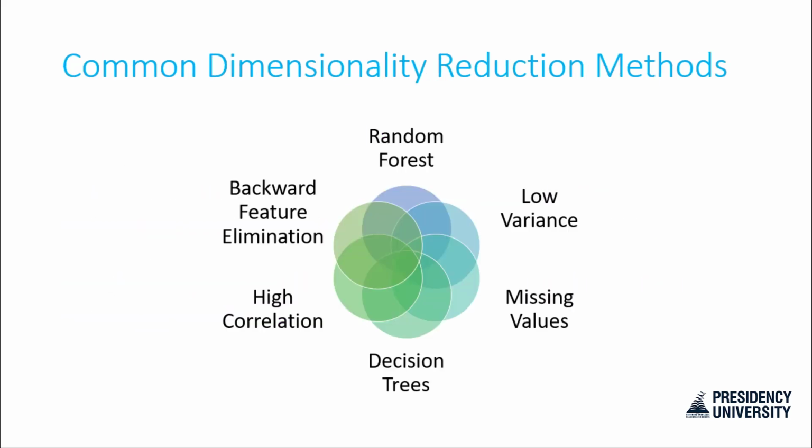The most common dimensionality reduction techniques are random forest, low variance, missing values, decision trees, high correlation, backward feature elimination. Let's look at these one by one.